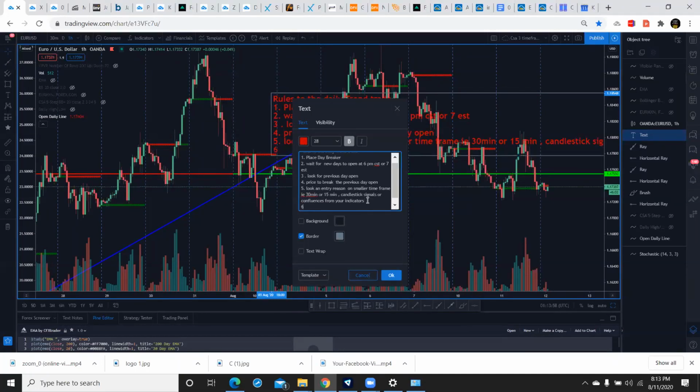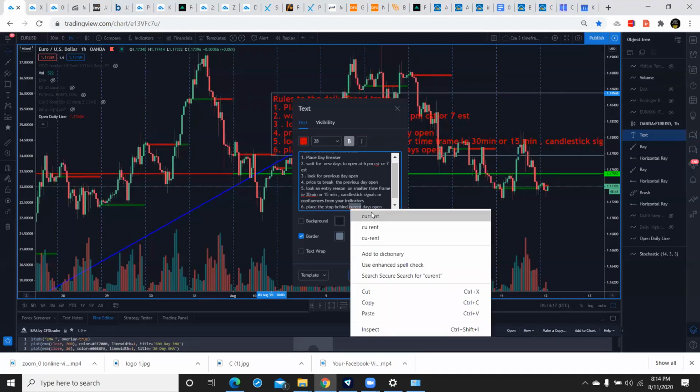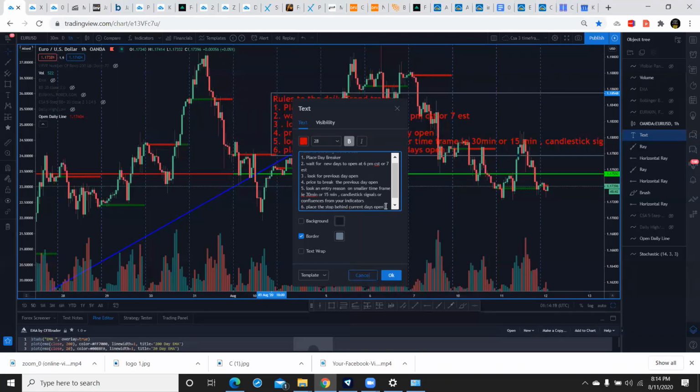So rule 6 is going to be placing the stop loss behind the current day's open. Excuse my spelling of it. Place the stop behind the current day's open, within reason.